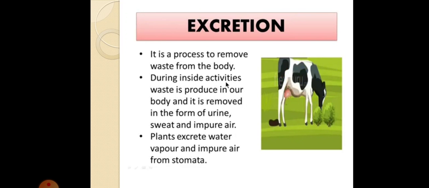Sixth, excretion. It is a process to remove waste from the body. During daily activities, waste is produced in our body and it is removed in the form of urine, sweat and impure air. Plants excrete water vapors and impure air from stomata.